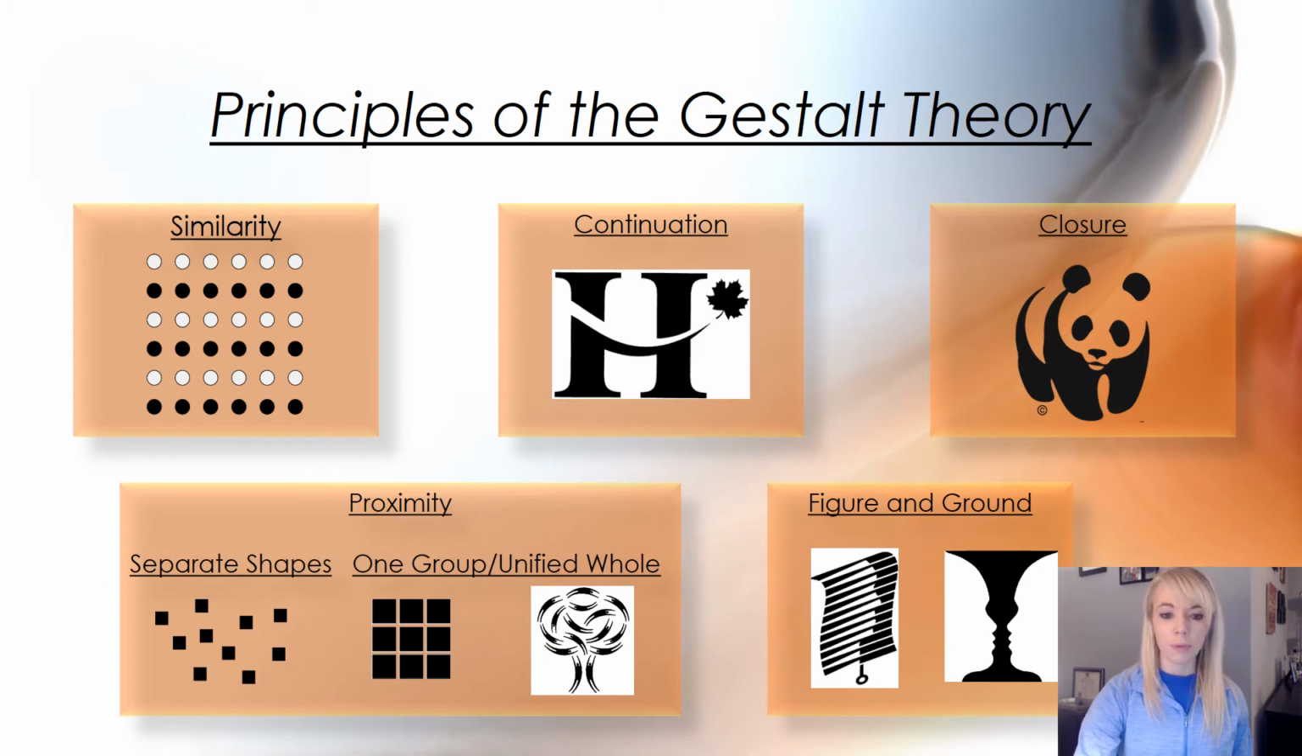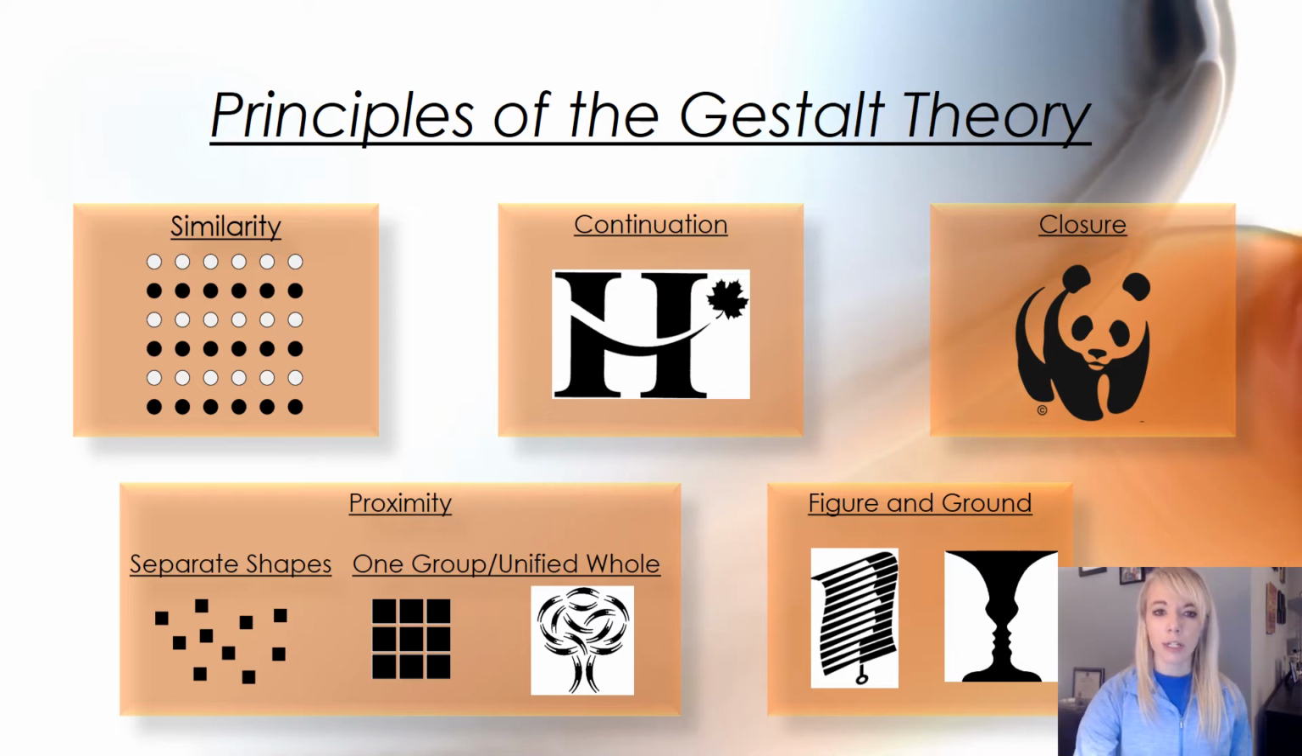There are 5 main principles of the Gestalt theory. Number 1 is similarity. This is where our brains automatically group together objects that are similar. In the first image, we tend to see alternating rows of white and black dots rather than columns of one white dot, one black dot, and so on.